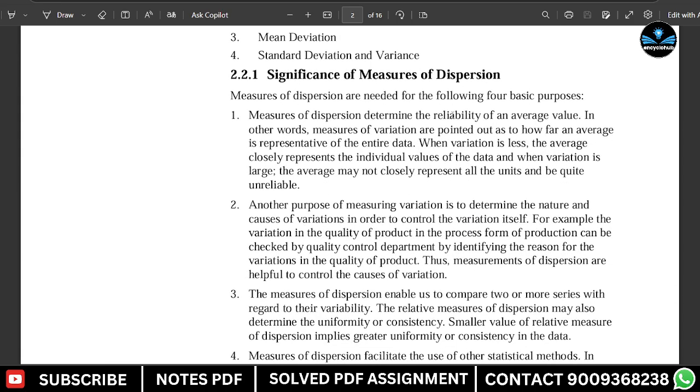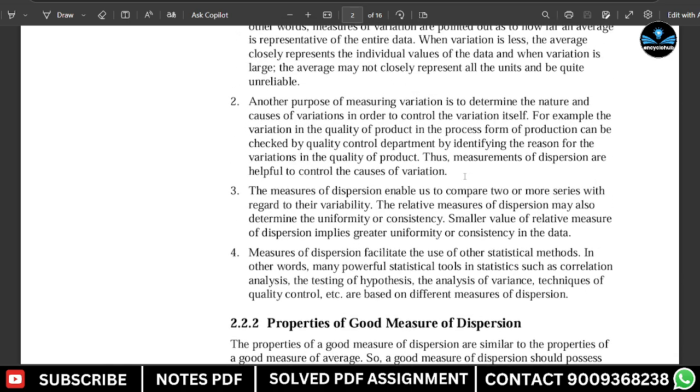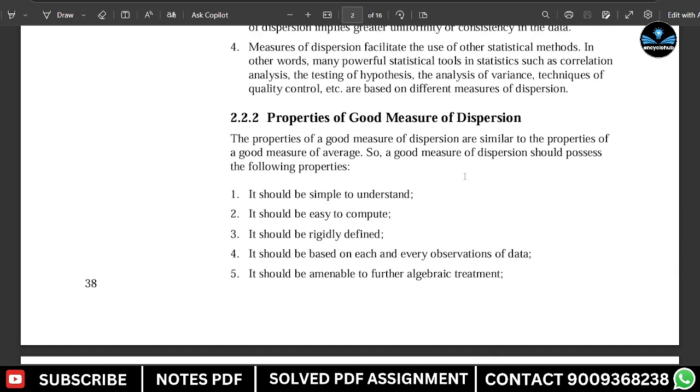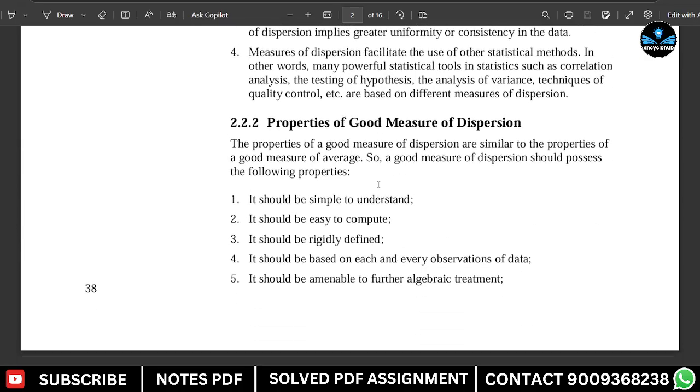The significance of measures of dispersion is given, and there are four basic purposes for measures of dispersion. So you can see here the properties of good measures of dispersion, and there are a total of seven properties for the measurement of good dispersion.